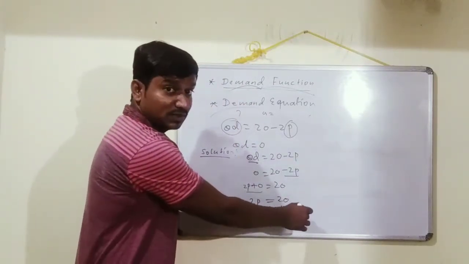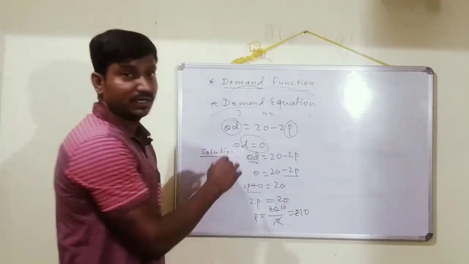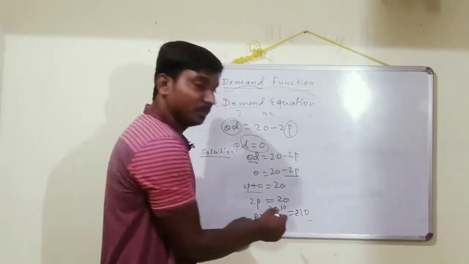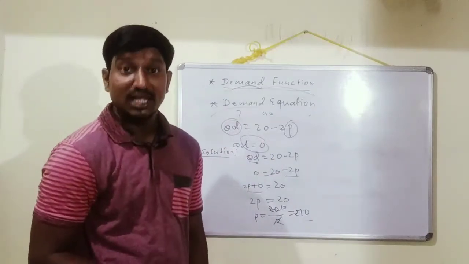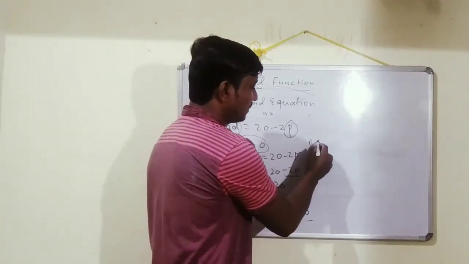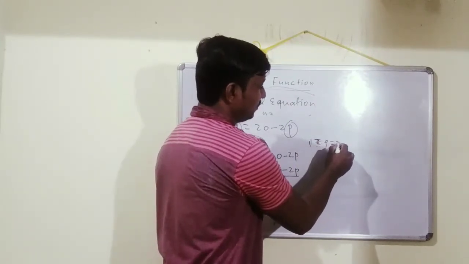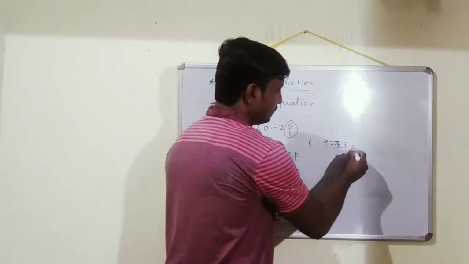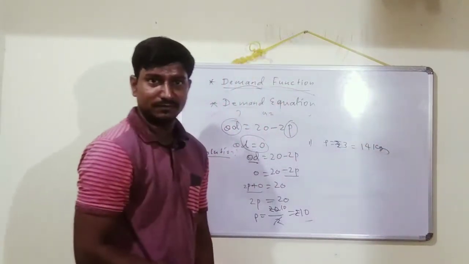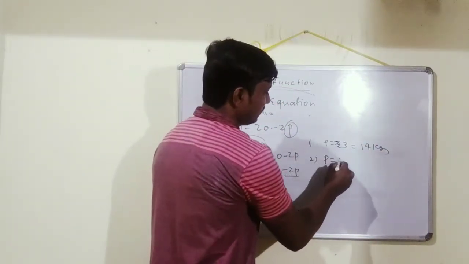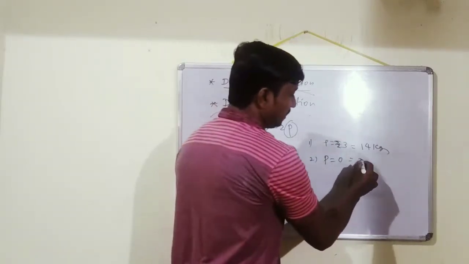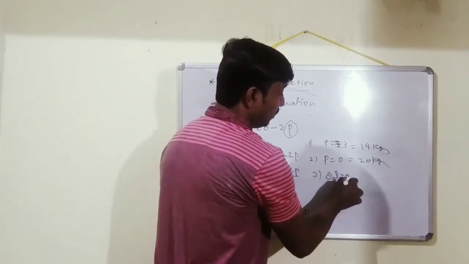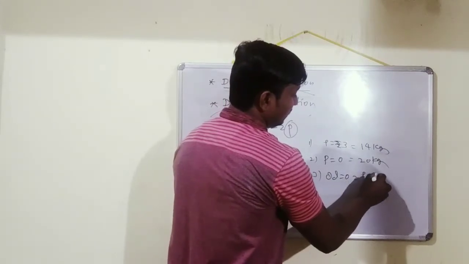So if the price is rupees 10, a consumer cannot purchase the commodity, which means his quantity demanded remains 0. The maximum price is 10 rupees, so that he purchases 0 quantity. In the last 3 cases we have seen, the first case is when P equals 3 rupees, he used to purchase 14 kgs. In the second case, when P equals 0, the maximum quantity he can purchase is 20 kgs. And in the third case, when QD is 0, the maximum price is rupees 10.